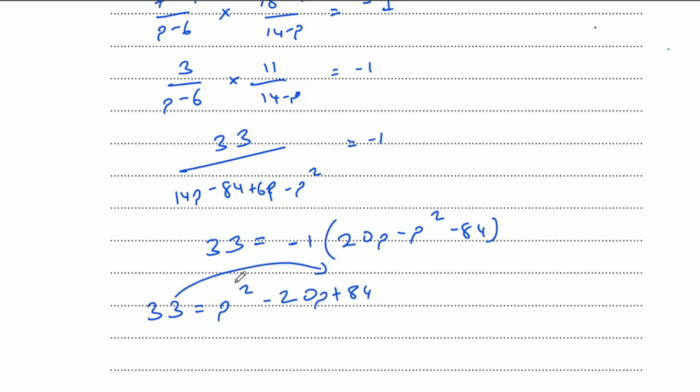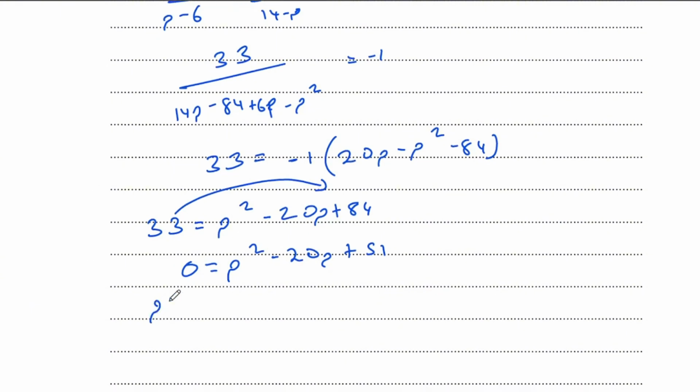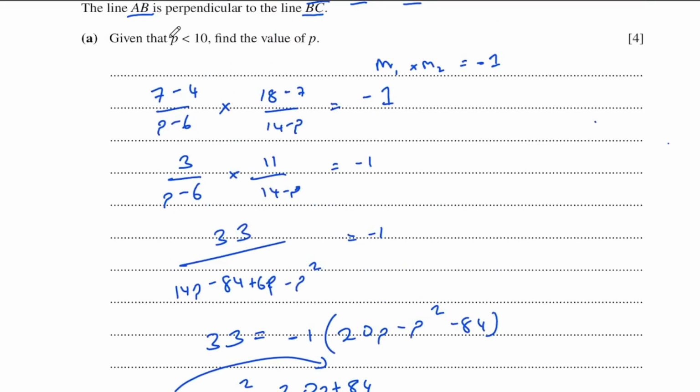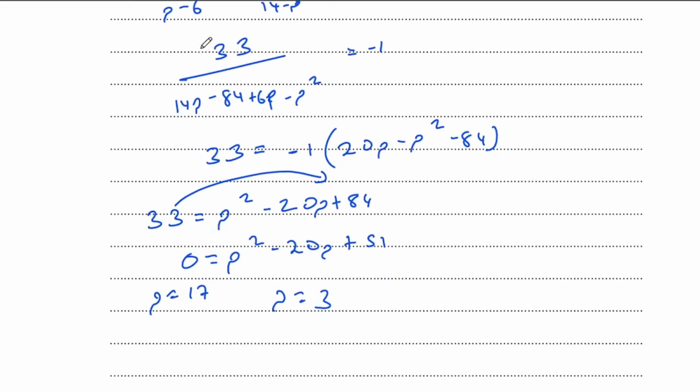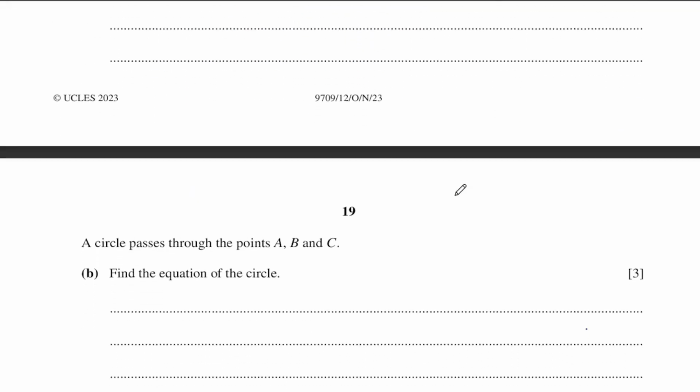Take this to the other side. 84 minus 33 is 51. So 0 equals P squared minus 20P plus 51. Then you can just solve this, and you would get P equals 17 and P equals 3. Now, as they said, given that P is less than 10, and from these two only this one is less than 10, so for this P would equal 3. Okay, so now you have all your 3 points, and let's go to the next question.